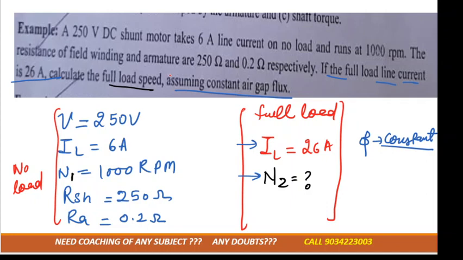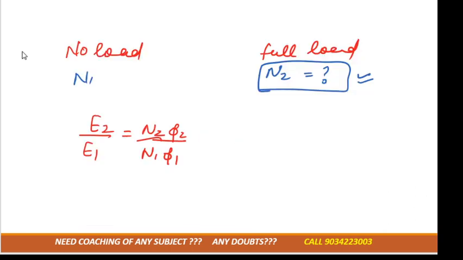They have mentioned that assuming constant air gap flux means whether it is the condition of no load or full load, flux is constant, means flux is same. Okay. So if the flux is same, we can assume that phi 1 is equal to phi 2. Phi 1 is for the no load, phi 2 is for the full load. So we can cancel out this phi 1, phi 2 because these are same, right?